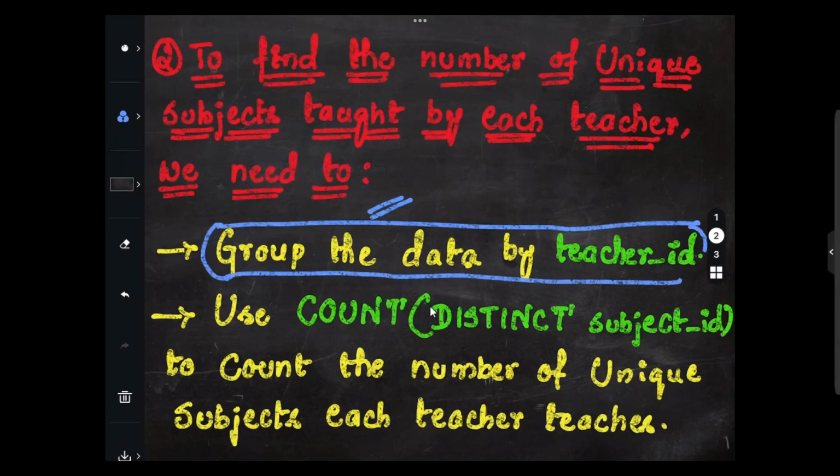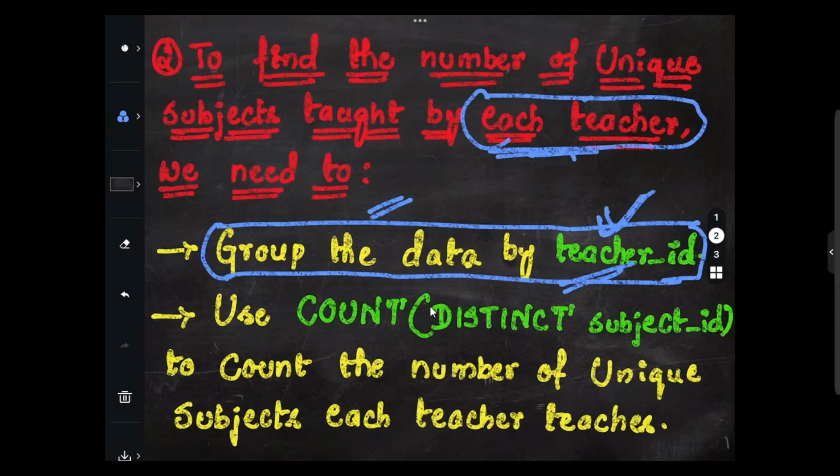We have to group the data based on the teacher ID. This one is very important, just keep this in mind. We will be grouping the data by teacher ID because we need to find the number of unique subjects taught by each teacher. That is the reason we are grouping the data by teacher ID.